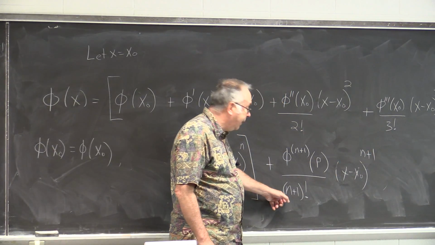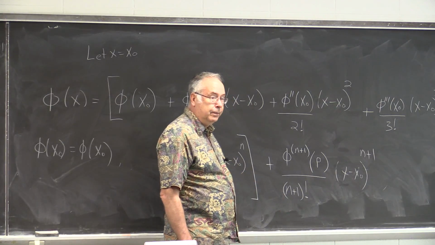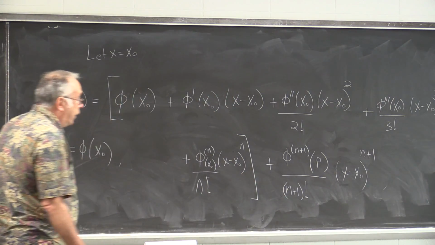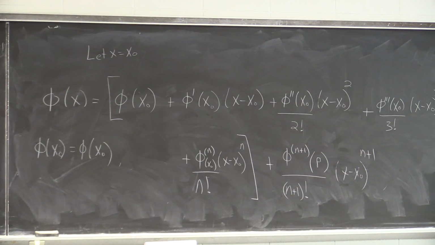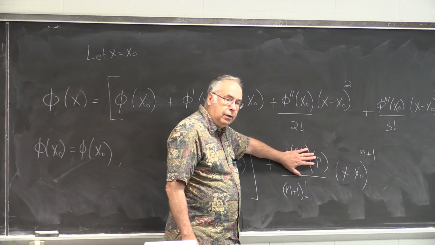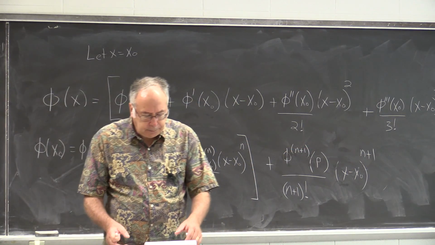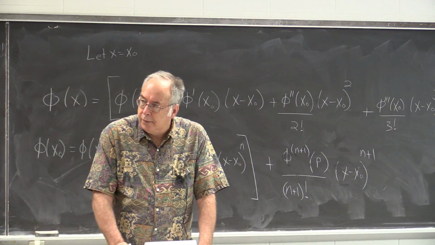However, you are dividing by n plus 1 factorial down here. That should help. And hopefully, if you do enough derivatives, the derivatives will vanish or be 0 or be very small, in which case this term will be small. All right, any questions on that?